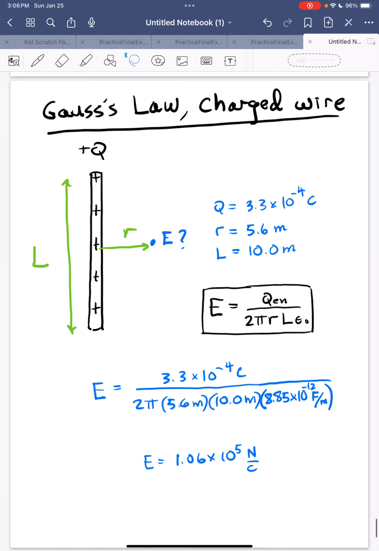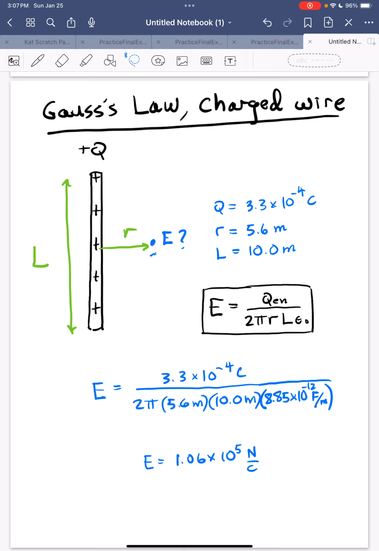So let's do it. We'll plug in some values. Here's the formula. What we need is Q enclosed, the charge that's enclosed by our Gaussian cylinder. That's the surface that we picked that will always intersect the field lines in a 90-degree manner. So here's the charge, Q. This is 2 pi down here. This is r, the distance away from the charged line, 5.6 meters. This is the length of the line, 10 meters. And here's epsilon naught, 8.85 times 10 to the minus 12 farads per meter. When we plug all these values in, we get 1.06 times 10 to the 5th newtons per coulomb. That's the electric field strength at that particular distance.